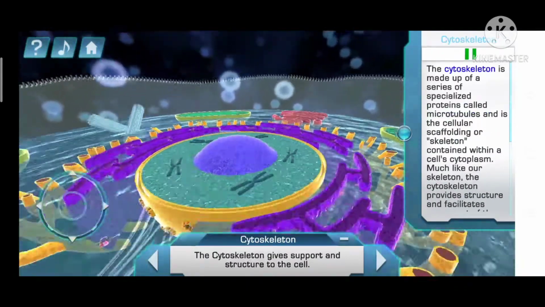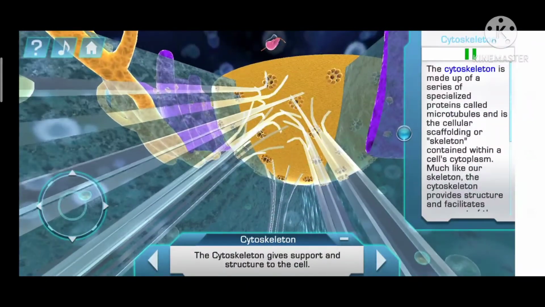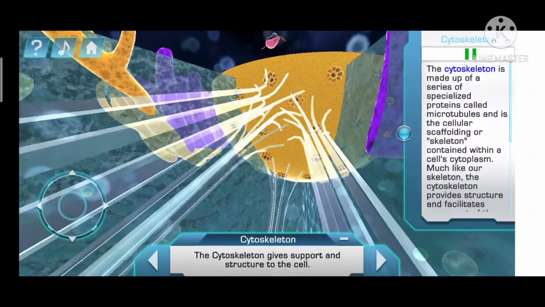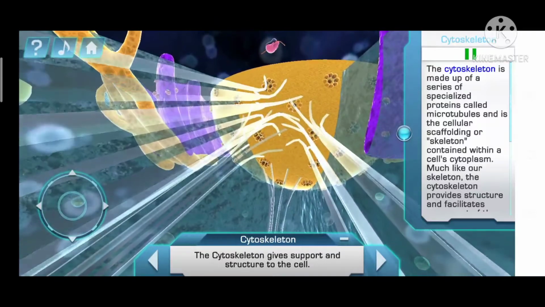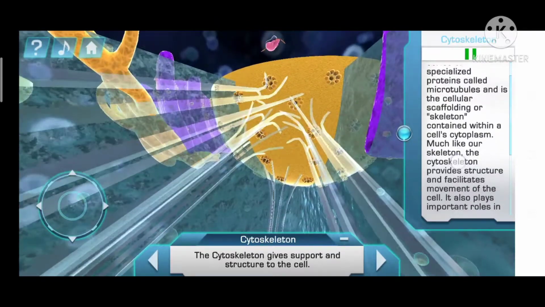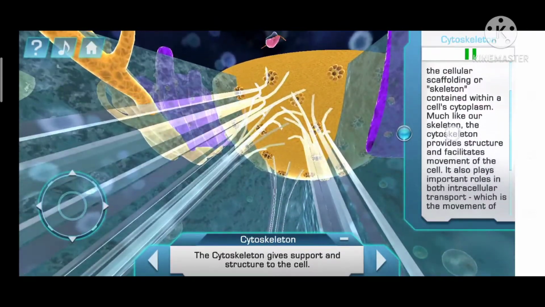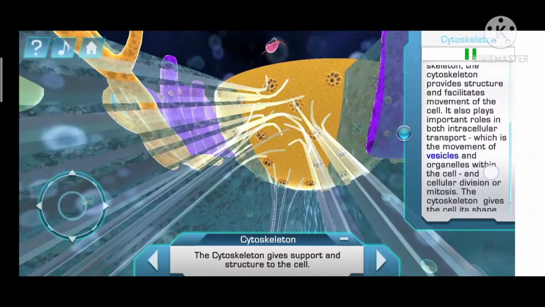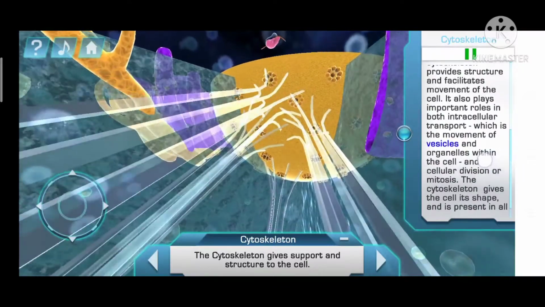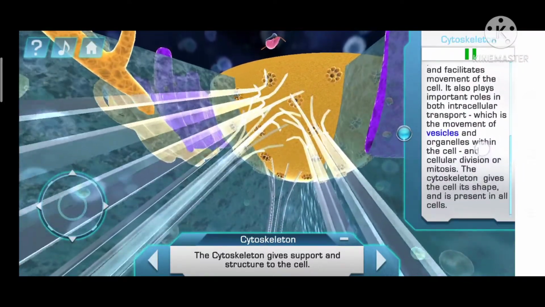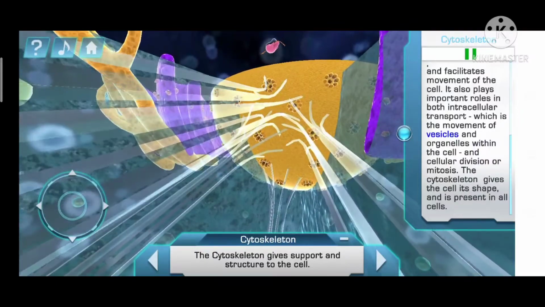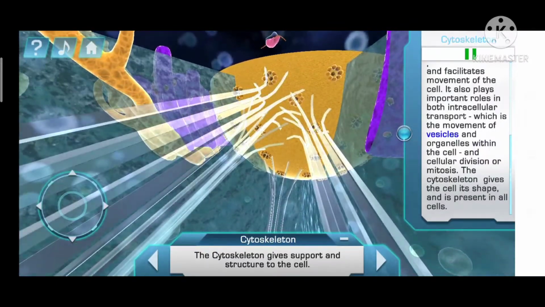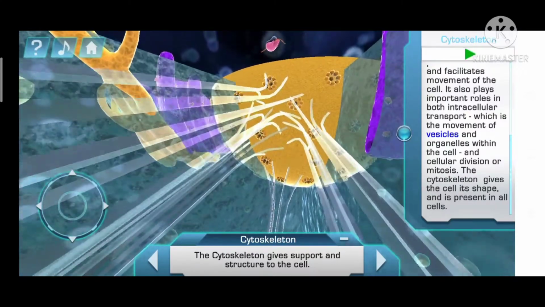The cytoskeleton is made up of a series of specialized proteins called microtubules and is the cellular scaffolding or skeleton contained within a cell's cytoplasm. Much like our skeleton, the cytoskeleton provides structure and facilitates movement of the cell. It also plays important roles in both intracellular transport, which is the movement of vesicles and organelles within the cell, and cellular division, or mitosis. The cytoskeleton gives the cell its shape and is present in all cells.